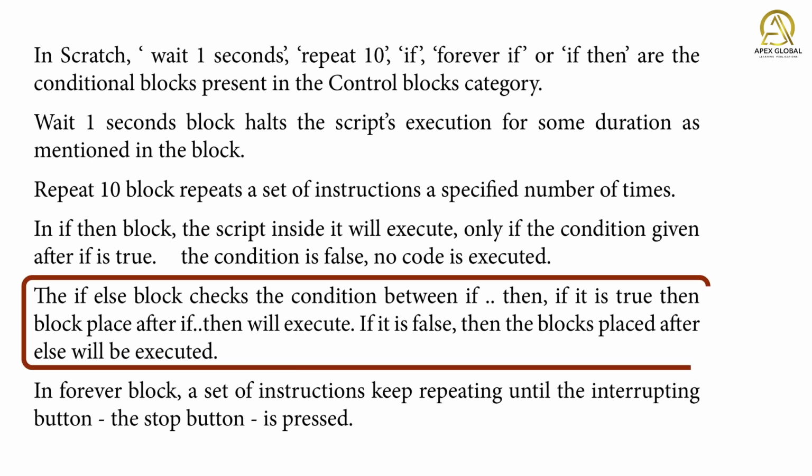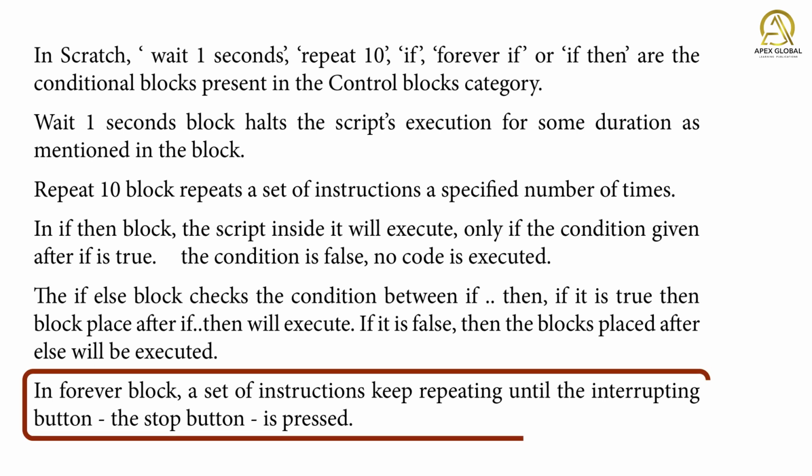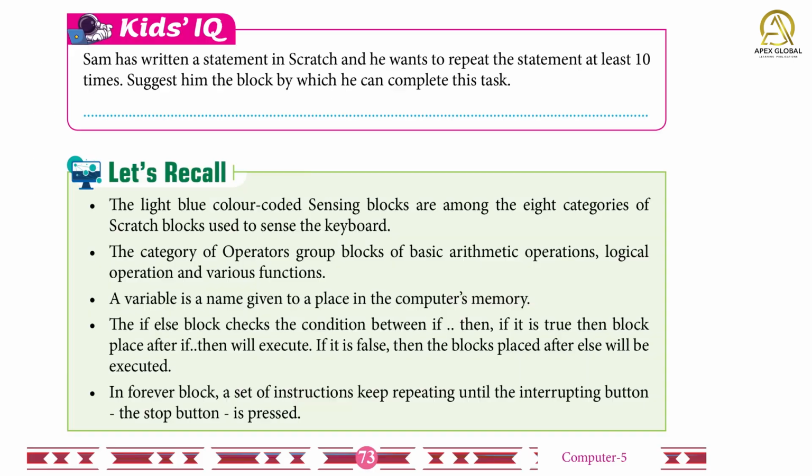The if-else block checks the condition between if. Then if it is true, the block placed after if-then will execute. If it is false, then the block placed after else will be executed. In the forever block, a set of instructions keeps repeating until the interrupting button, the stop button, is pressed.